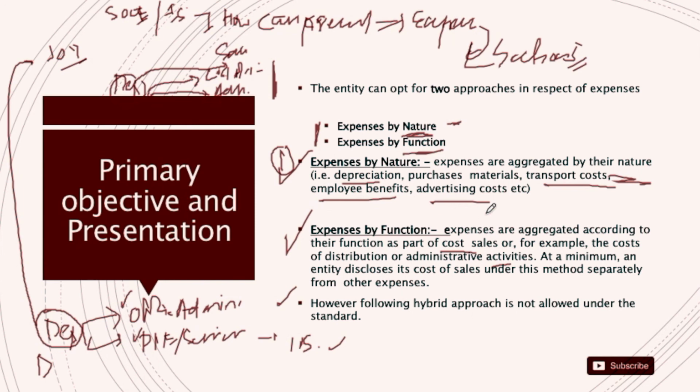And one more thing, the hybrid approach, which means including both expenses by nature and function, is not allowed under IFRS for SMEs, which is the same as IFRS.